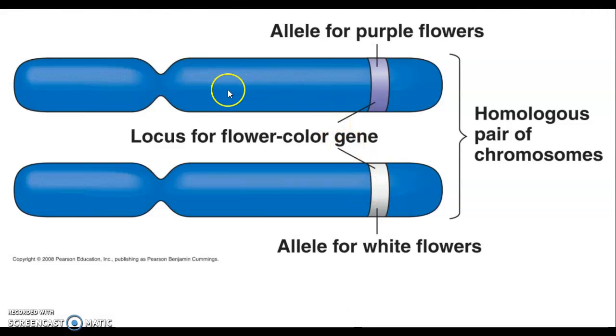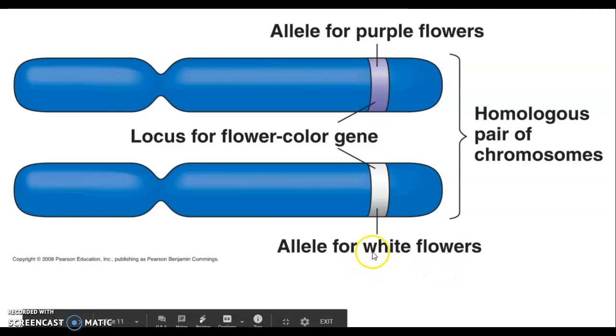And let's just say this is chromosome number 1, and this is chromosome number 1. These we call homologous pairs. Homo means same. And this allele for purple flower and the allele for white flower means that these 2 chromosomes have different genes on them, but notice the genes are in the same location. So this word locus is talking about this location. So organisms have 2 different alleles for a trait.